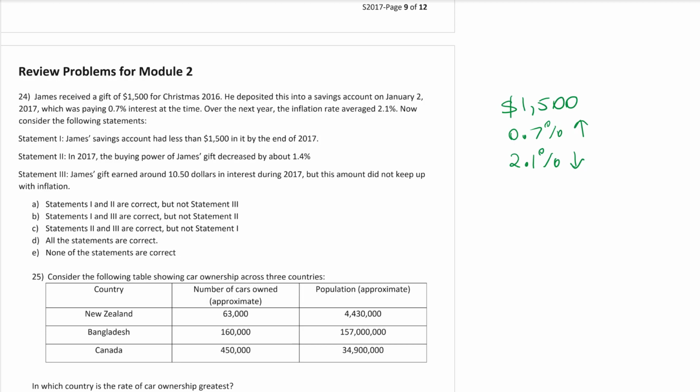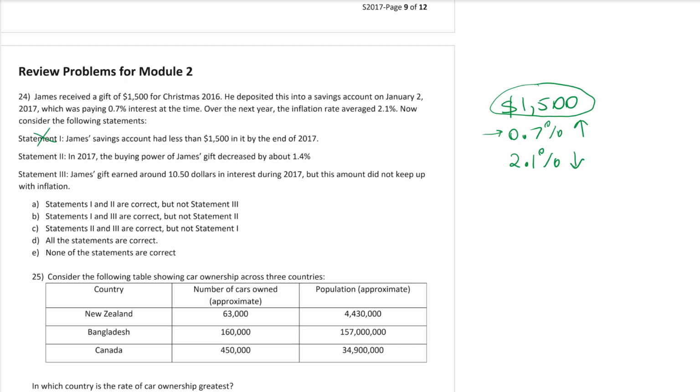Now consider the following statement. Let's see what happens. James' savings account has less than $1,500 in it by the end of 2017. Well, let's think about this. If he puts $1,500 into his account under whatever rate, his investment is going to go up because the interest, he's going to earn money. We don't have to calculate what it is, but it's going to increase. So the statement that it's going to have less is not true. He's not going to have less money in that account.